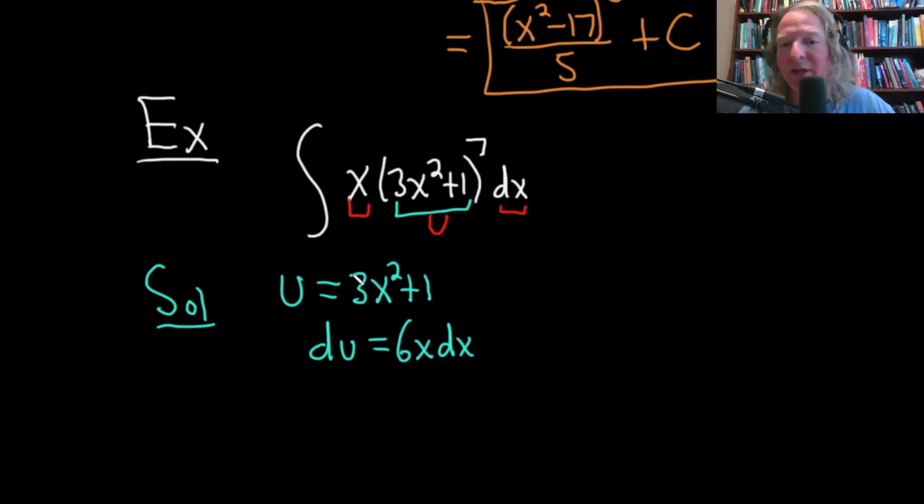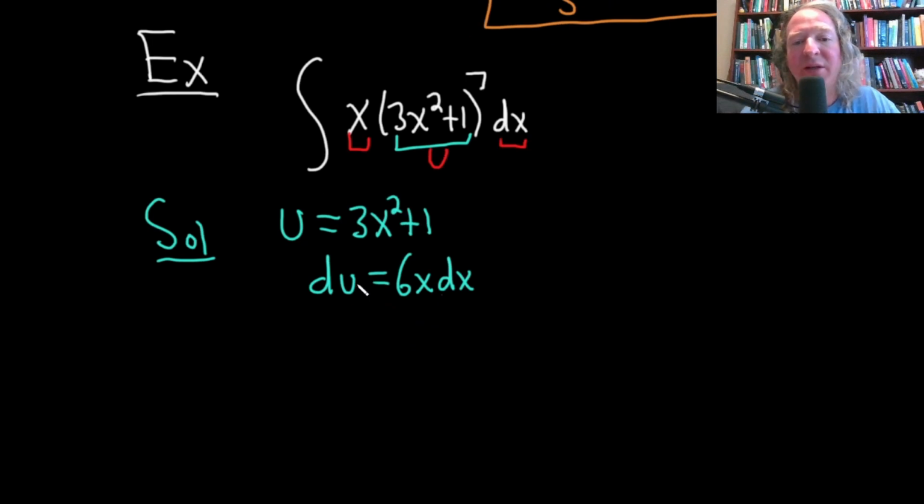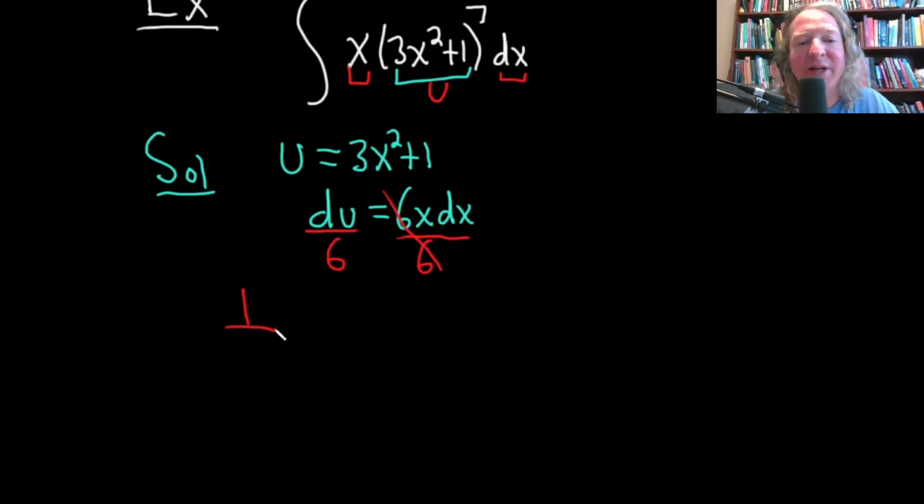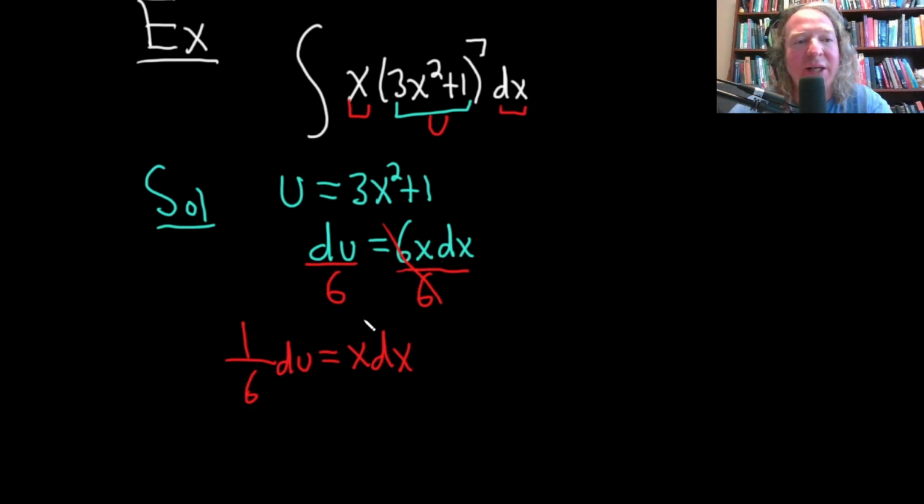So in my opinion, the preferred way to do this is basically you want to make this look like this. And there's other ways to show the work. You can solve for dx and stuff like that, but it's not as clean. So we're going to make this look like this. So this has a 6. There's no 6 in the integrand. So what we'll do is we'll divide both sides of this equation by 6 like this. All right, this is going to give us, I'm going to write this as 1/6 du, and that's equal to x dx.